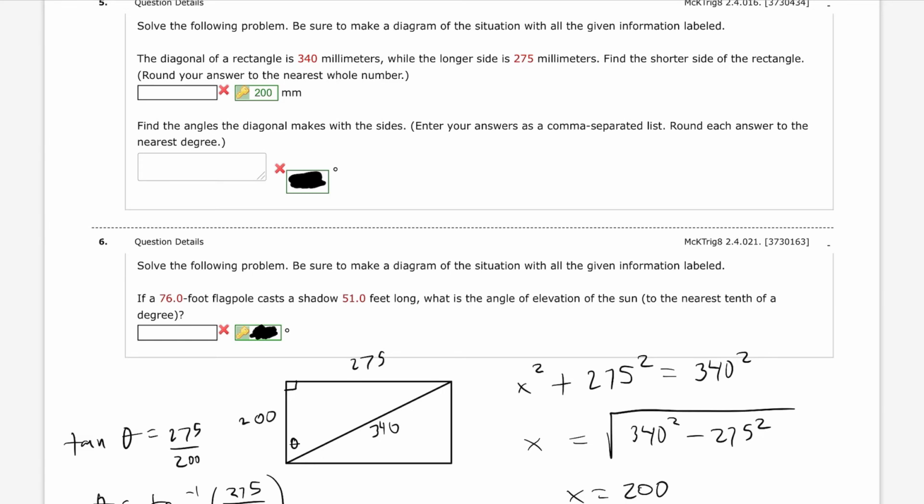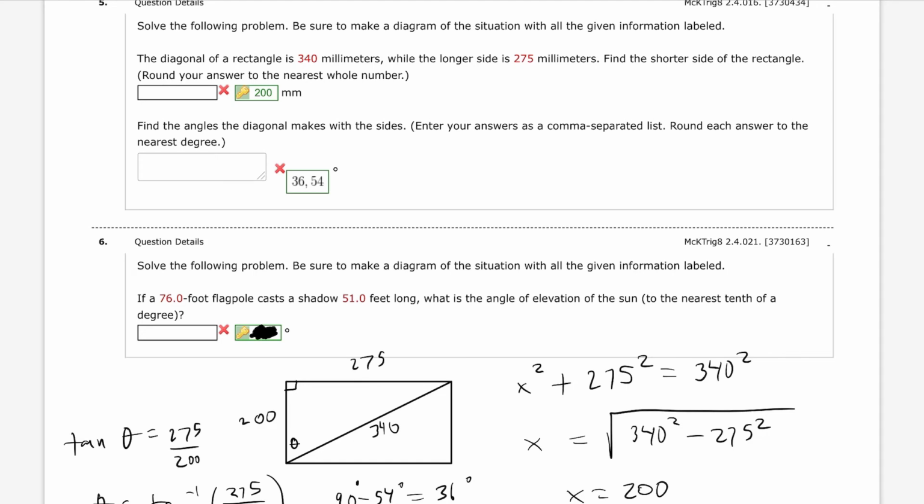So theta will be inverse tan of 275 divided by 200, which is 53.97. Do they want us to round to the nearest whole number? Yeah, the nearest degree. So that would be 54 degrees. And since these two angles are complementary, this would just be 90 minus 54. So the other angle would be 90 minus 54 degrees, which is 36. So the two angles are 54 and 36 in no specific order. And so there they are.